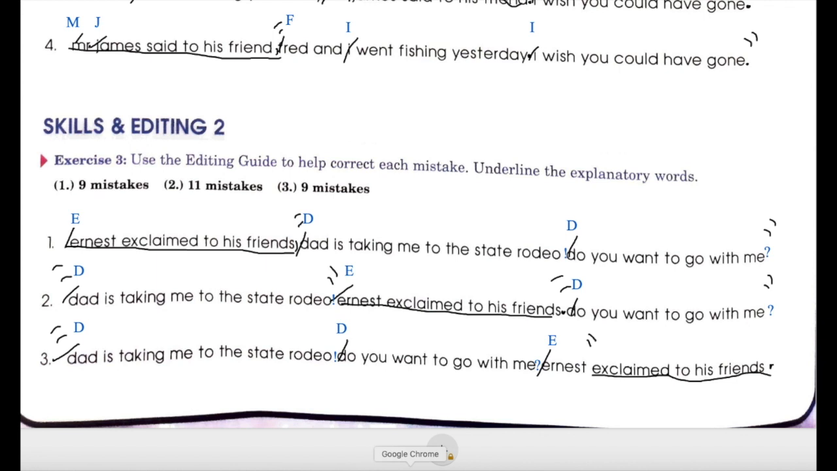All right, let's count our mistakes. We should have 9. 1, 2, 3, 4, 5, 6, 7, 8, 9. We have them all.